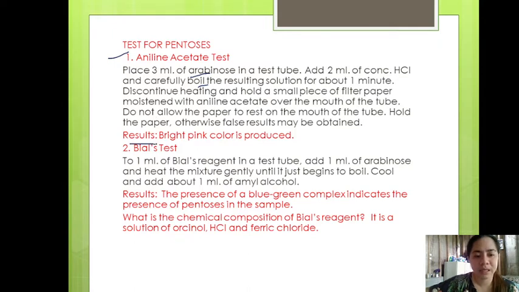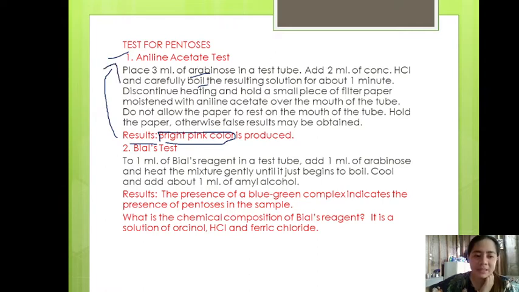So, the result is a bright pink color is produced. Just remember that the result is a bright pink color in the aniline acetate test.